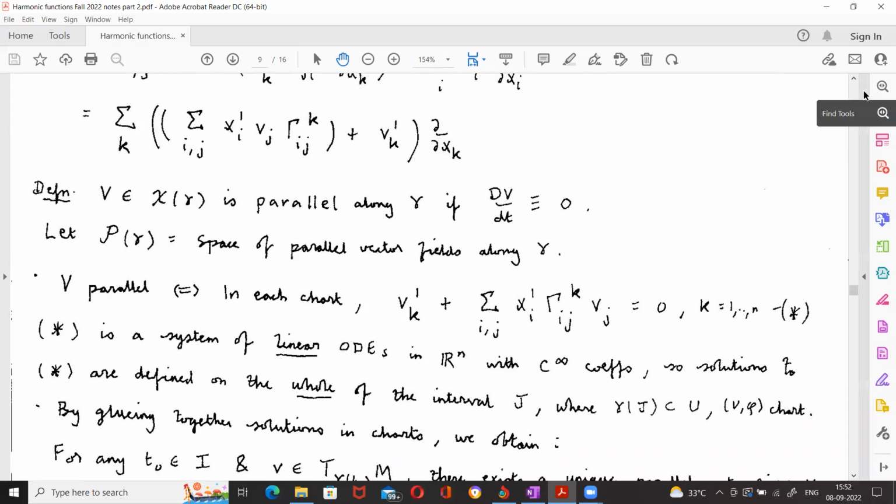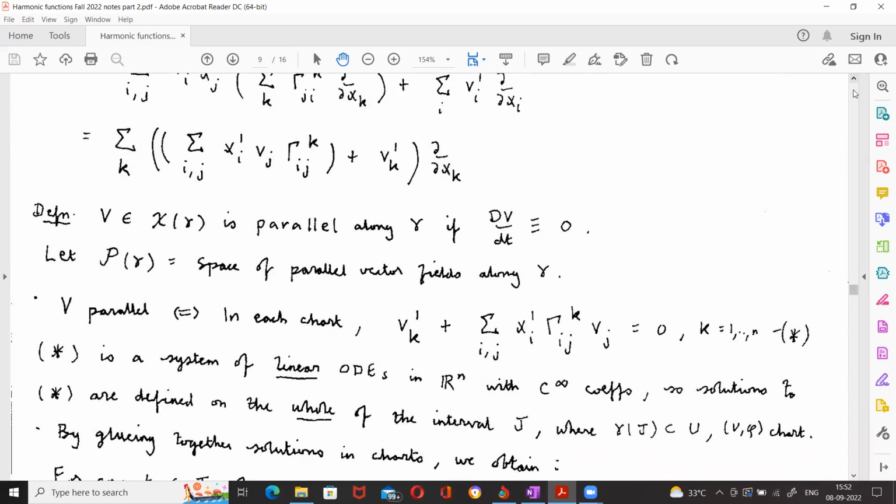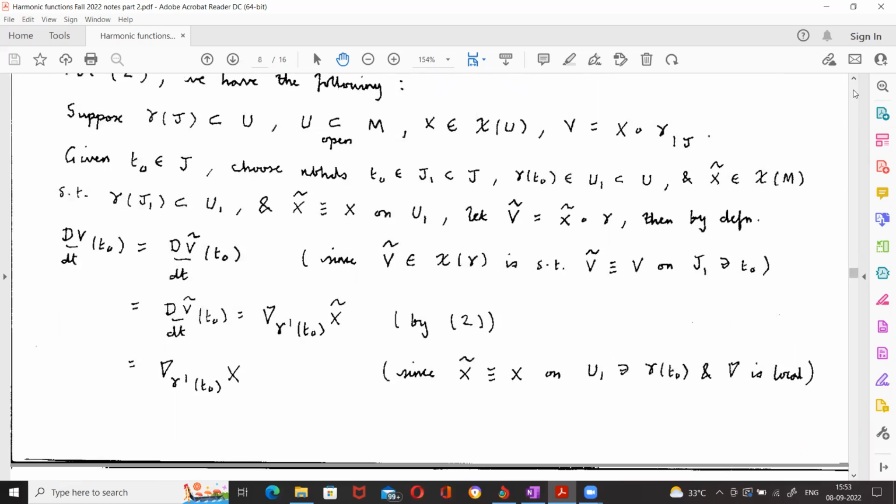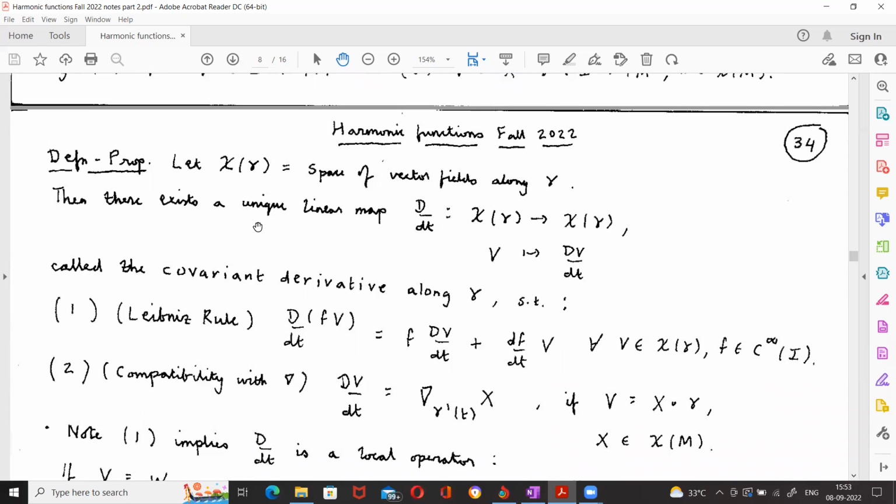Before going further, I should just say, we've stated that there exists a unique covariant derivative along any curve, right? Given the connection nabla on the manifold M, there exists a unique covariant derivative along a curve. This covariant derivative along a curve, we know what it is for a submanifold of Rn, right?